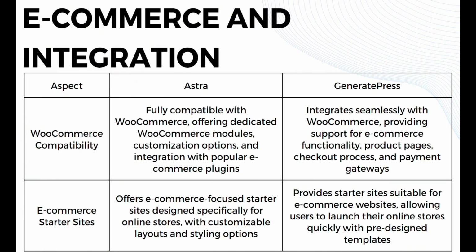As you can see on this table, in terms of WooCommerce compatibility, Astra is fully compatible with WooCommerce, offering dedicated WooCommerce modules, customization options, and integration with popular e-commerce plugins. On the other hand, GeneratePress integrates seamlessly with WooCommerce, providing support for e-commerce functionality, product pages, checkout process, and payment gateways. And in terms of e-commerce starter sites, Astra offers e-commerce-focused starter sites designed specifically for online stores, with customizable layout and styling options. On the other hand, GeneratePress provides starter sites suitable for e-commerce websites, allowing users to launch their online stores quickly with pre-designed templates.